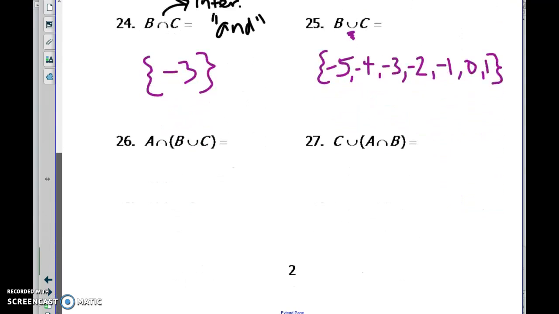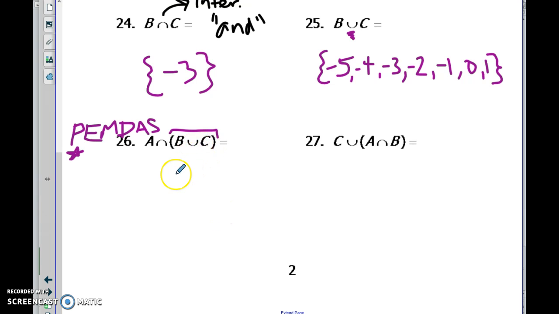These ones get a little complicated because we have multiple, but we just have to remember order of operations. So PEMDAS tells us that we need to do parentheses first. So this is important here. We're going to do this part first. So this U stands for the union, so I'm going to do the union of B and C first. Now, we just did that right up here. So I'm going to write that set.